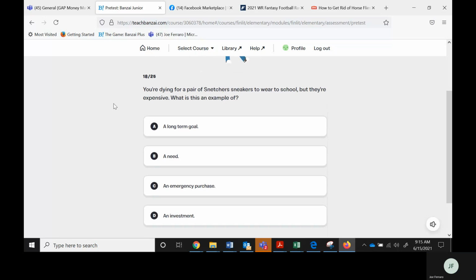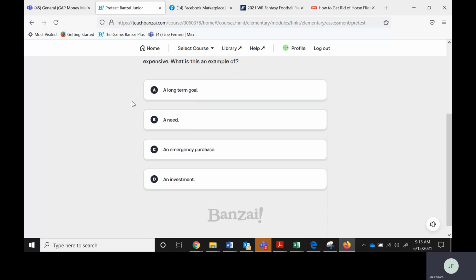Eighteen, you're dying for a pair of sneakers to wear to school, but they're expensive. What is this an example of? A long-term goal, a need, an emergency purchase, or an investment?